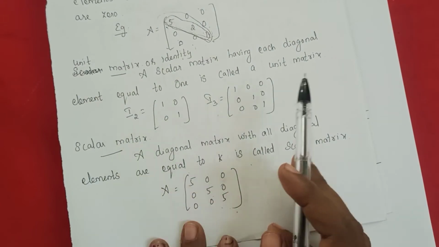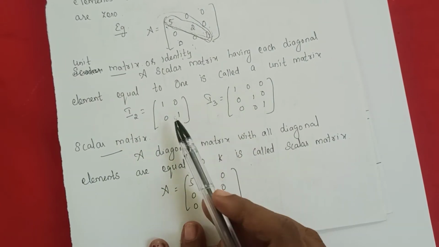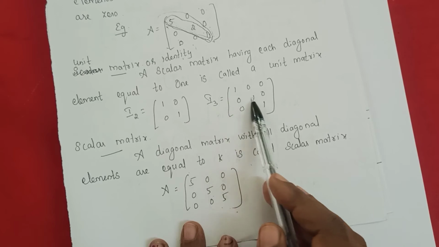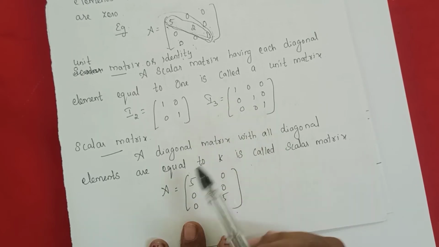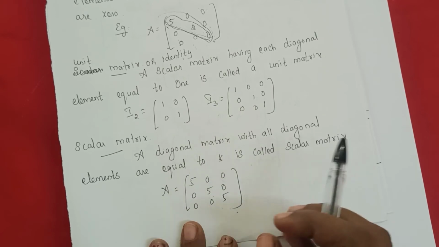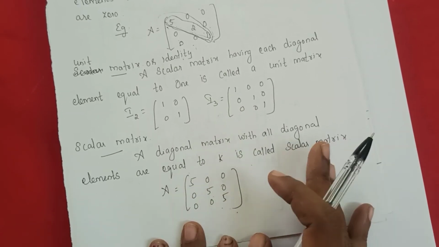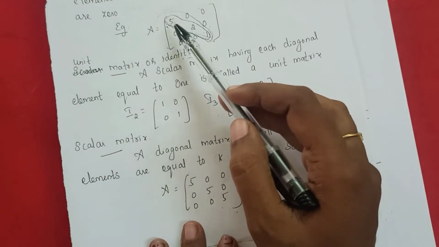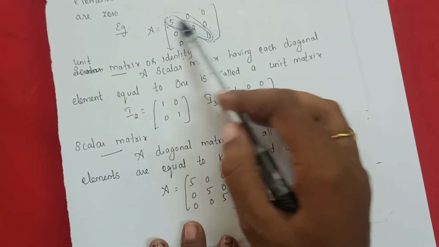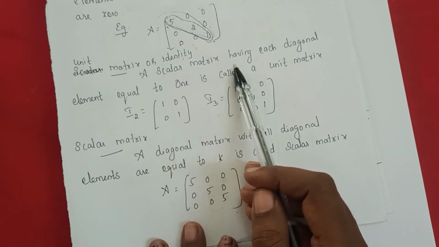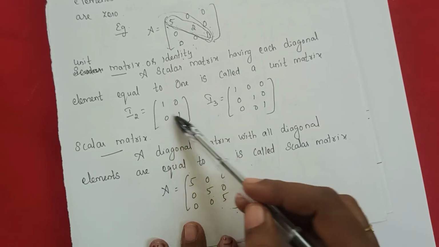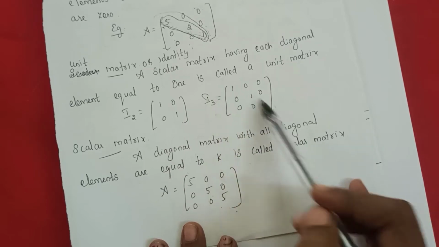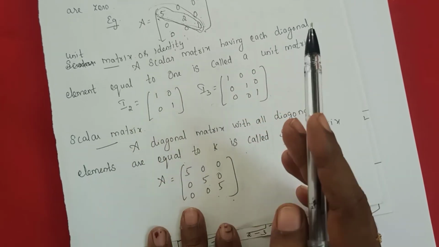Then the identity matrix, what's the difference? Here in the identity matrix, the diagonal elements are all 1. So it is 1, 1, 1. So there is a small difference between diagonal, scalar and unit matrix. Understand? Diagonal matrix means the main diagonal elements are different. Unit matrix or identity matrix means the diagonal elements are all unity. Unity means 1, otherwise identity or 1.